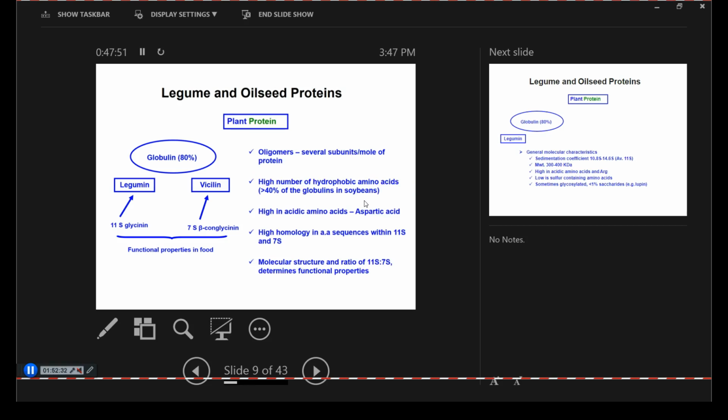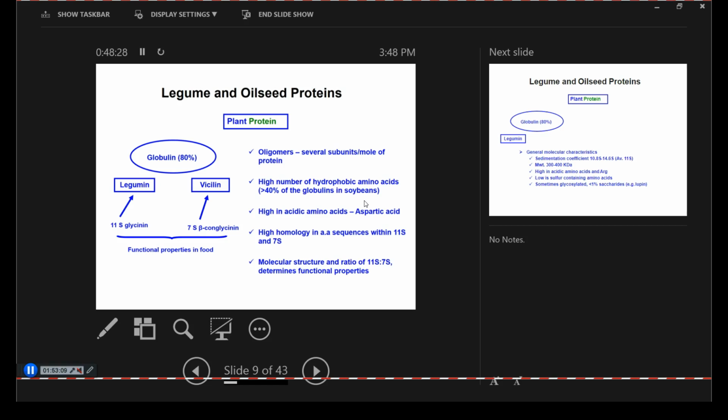Both legumins and vicilin are oligomers. That means subunits form a big polymer, or oligomer, and so there are several subunits within one mole of protein. There is a high percentage of hydrophobic amino acids. Over 40% of the globulins in soybeans are hydrophobic amino acids. Over 40% of the total amino acids in soybean are hydrophobic.